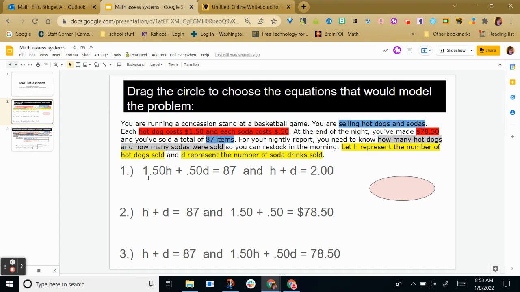Let's see, $1.50 times H, the number of hot dogs. Yeah, that would work, right? Because every time I sell a hot dog, I get $1.50. So if I multiply the price by the number I sold, that will give me what I'm looking for. Okay, so that looks good. Plus 50 cents times the number of drinks. Yeah, that looks good. Equals 87. Whoops. What's wrong with this? Ask yourself what's wrong with this one.